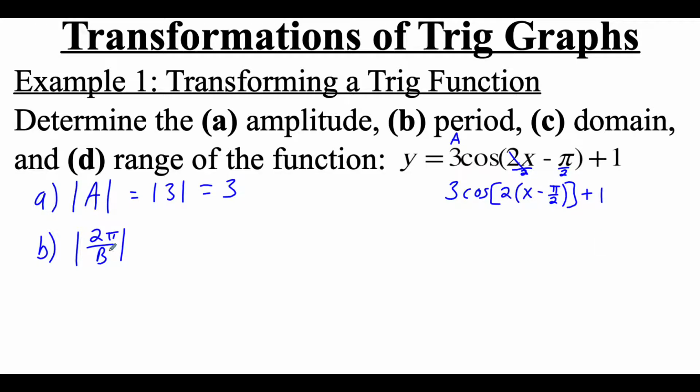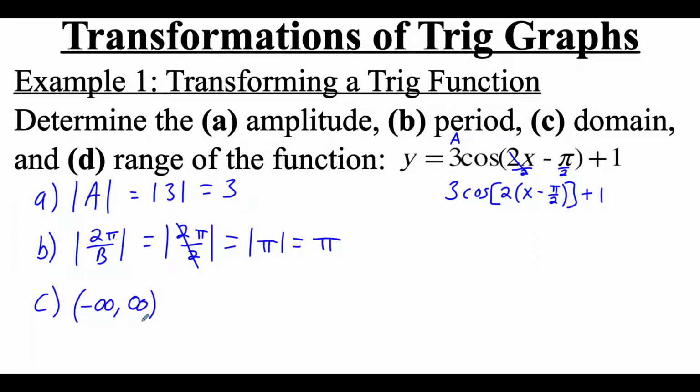So my b value in this case is 2. So it's going to be the absolute value of 2 pi divided by 2. Those 2's cancel out, so we just get the absolute value of pi, which is just pi. So this function would have a period of just pi. Now, the domain deals with the x values that are safe to plug in. In general, sine and cosine graphs have a domain of all real numbers. So this domain would run from negative infinity up to positive infinity.